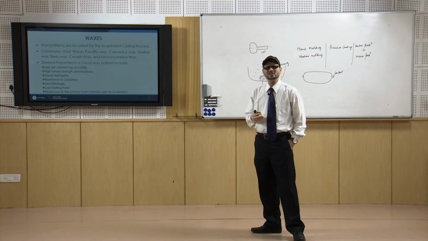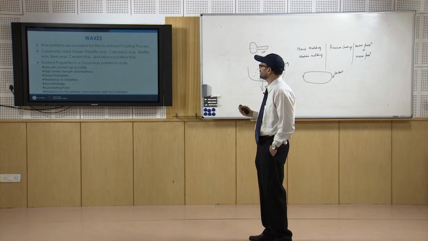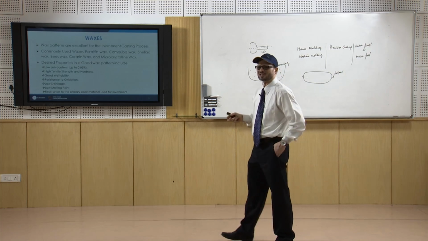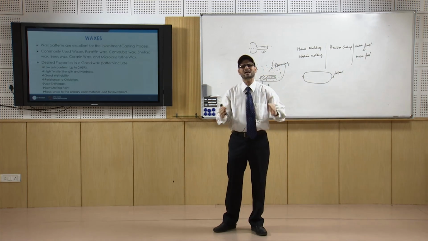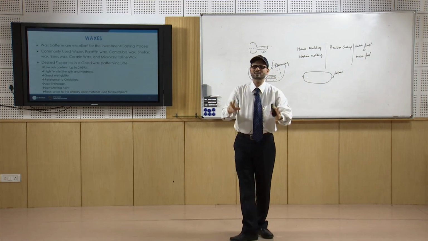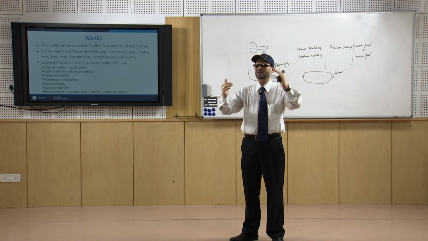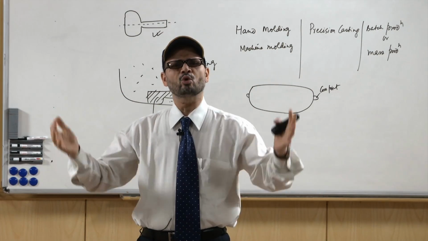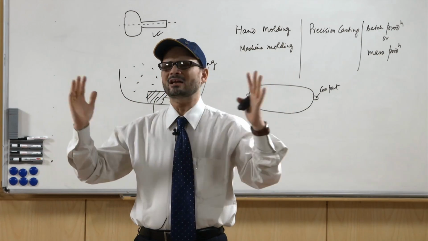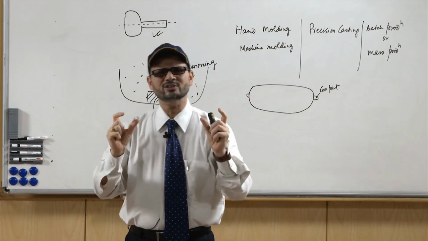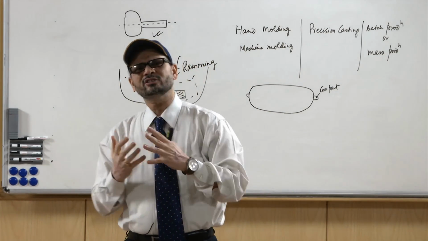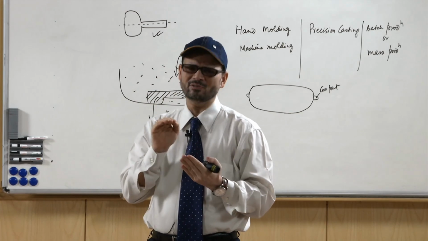Then you have waxes. This is another variety of pattern material which is used for investment casting. Waxes are used when you have intricate shaped castings. These waxes are basically coated with certain materials, and then you make another coat over it and dry it, so that a good thickness of coat is developed. Then this whole unit is heated, so that the wax comes out and a cavity is generated.